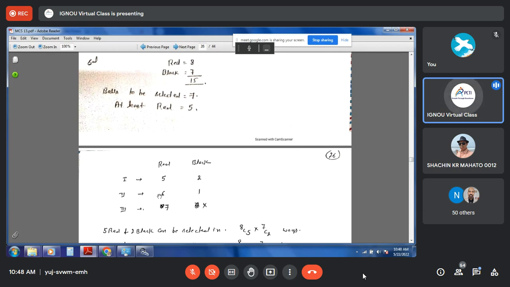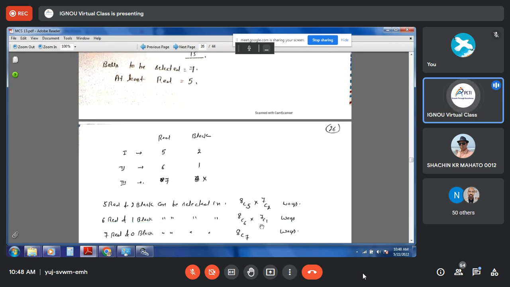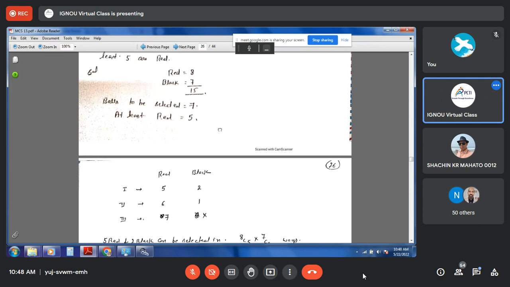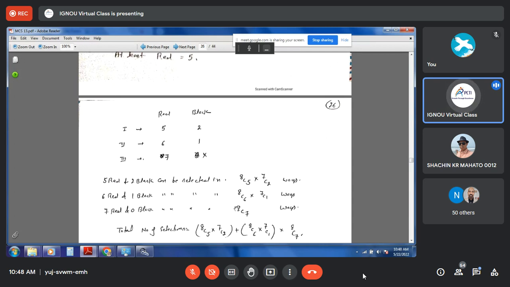In the second case, 6 red and 1 black ball. 6 red means 8C6 multiplied by 7C1. In the third case, 7 red, no black. 7 red means 8C7. From 8 you have to select the 7 red, so 8C7.